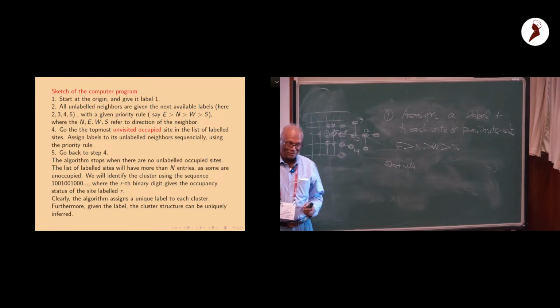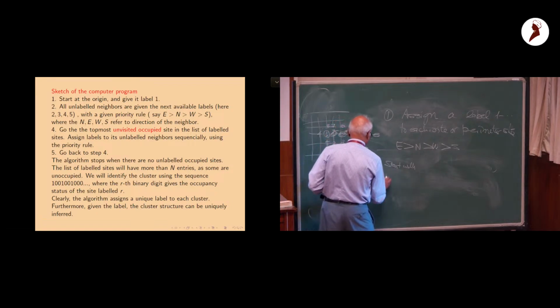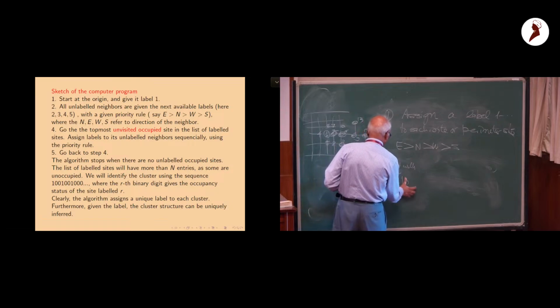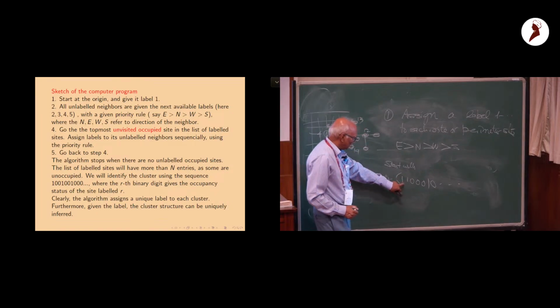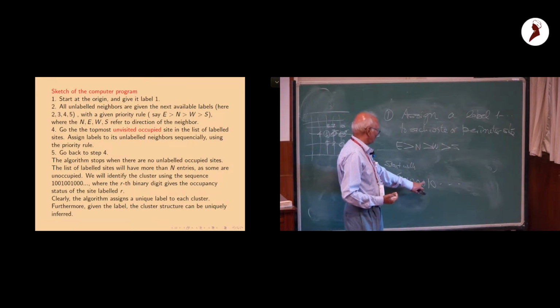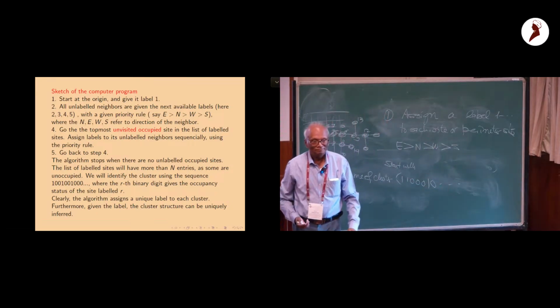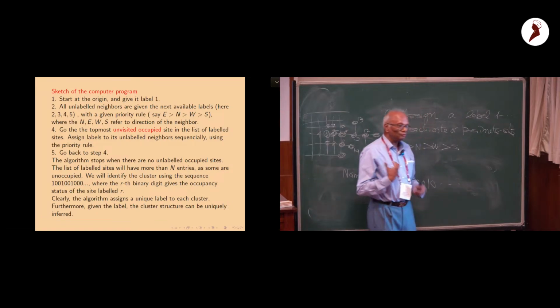And then the point is this: if I give you the name of the cluster, which is 1011001 0, where this one says that label number 1 is occupied, label number 2 is occupied, label number 3 is not occupied, label number 4 is not occupied, 5, 6, 7, like that. This is a finite list because the total number of things I have labeled is going to be finite, and they are just a sequence of 1 and 0. And if I give you this sequence, you can reproduce the cluster.